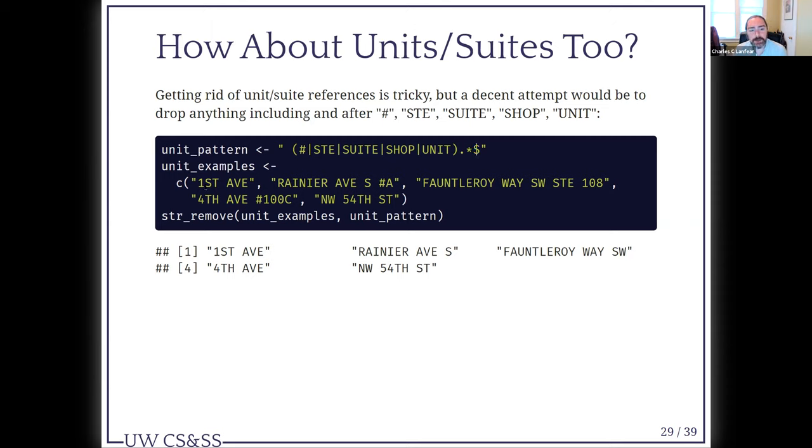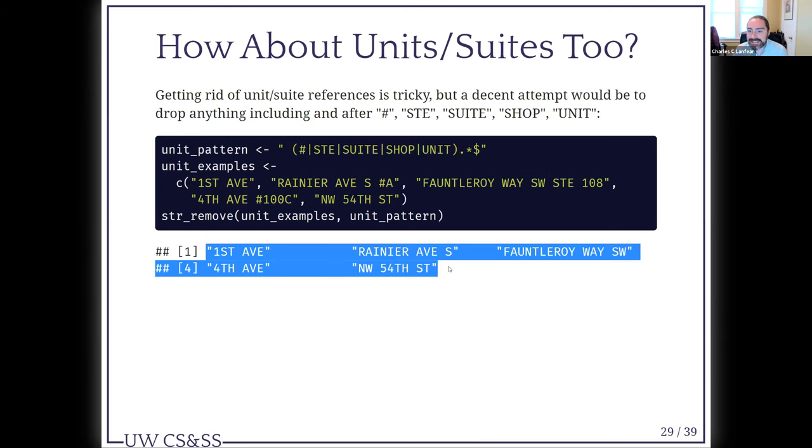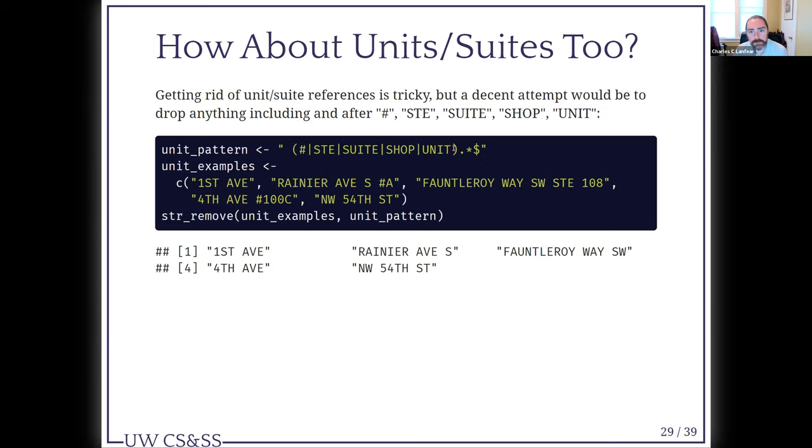So if I have example addresses like First Avenue, Rainier Avenue South, number A is somehow an address that exists in Seattle. How does this make any sense? Give me a heart attack. Fauntleroy Way Southwest Suite 108, Fourth Avenue number 100C. Well, you're pretty close to being a number. Northwest 54th Street. Okay, these are real ones that are in there. If I use this pattern on it, I get nice clean addresses out. So this thing works. How does it work?